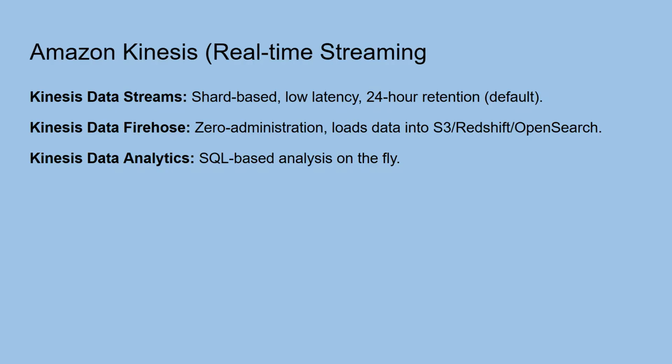So we'll start with Data Streams, which is shard-based, low latency, 24-hour retention by default, and it's for collecting and processing streaming data. Now, Firehose is easier to manage and is often used to load streaming data into destinations like Redshift, OpenSearch, and S3 buckets. Zero administration. Kinesis Data Analytics is SQL-based analysis on the fly, so it lets you analyze the streaming data in real time. So Kinesis is different from SQS because data can be replayed by multiple consumers during the retention period.